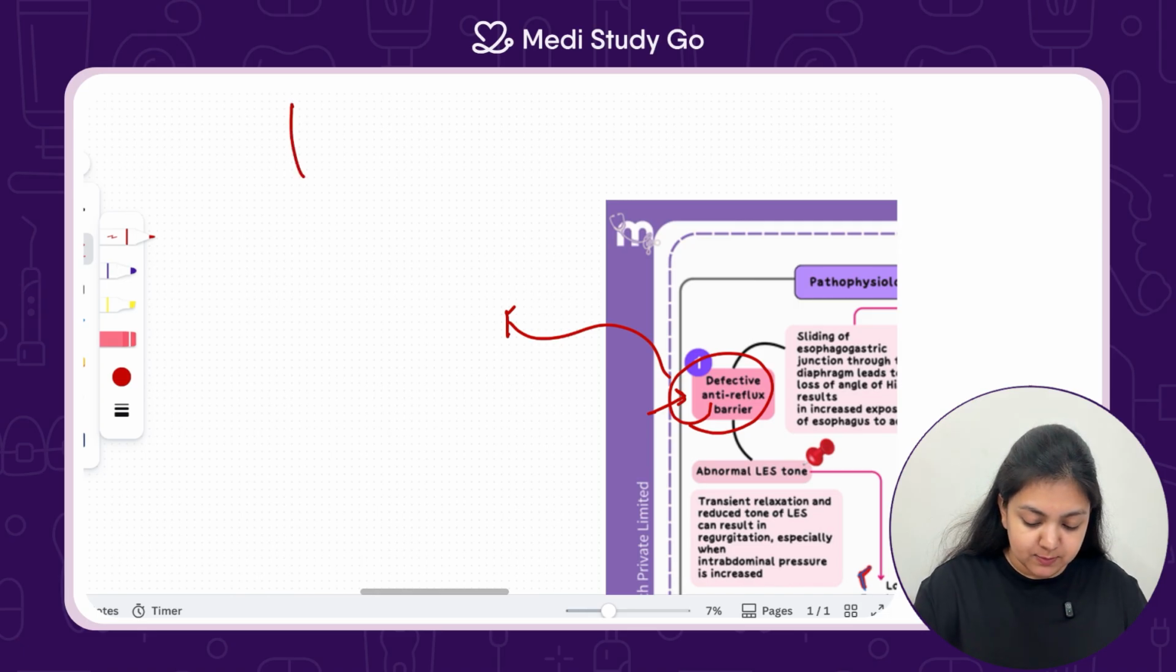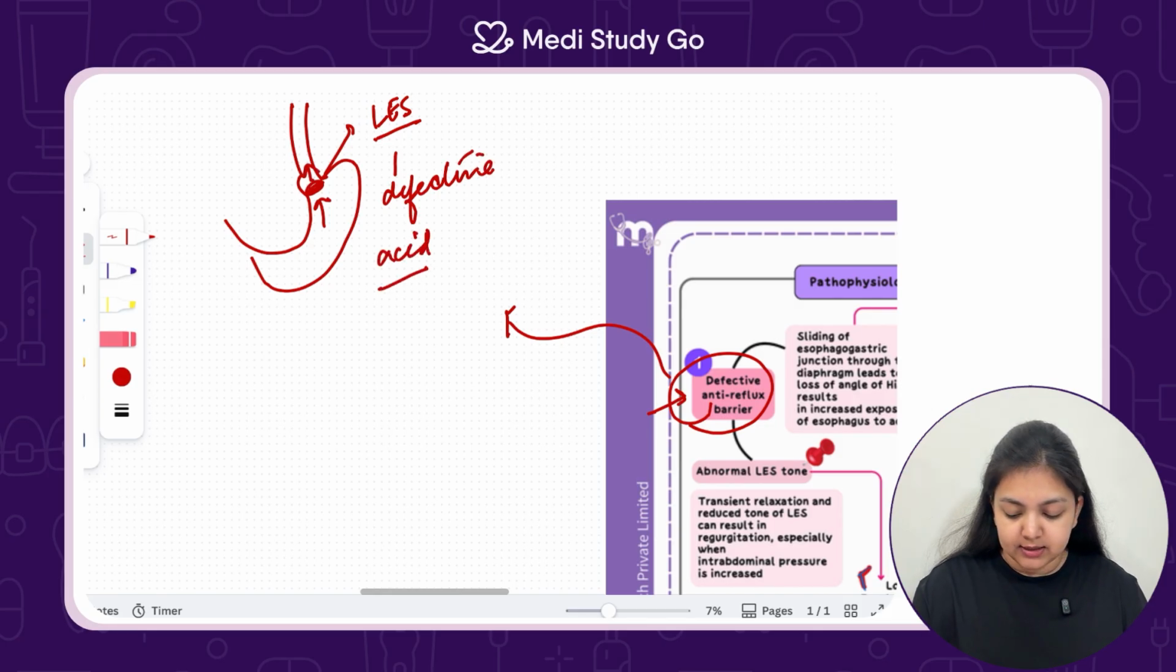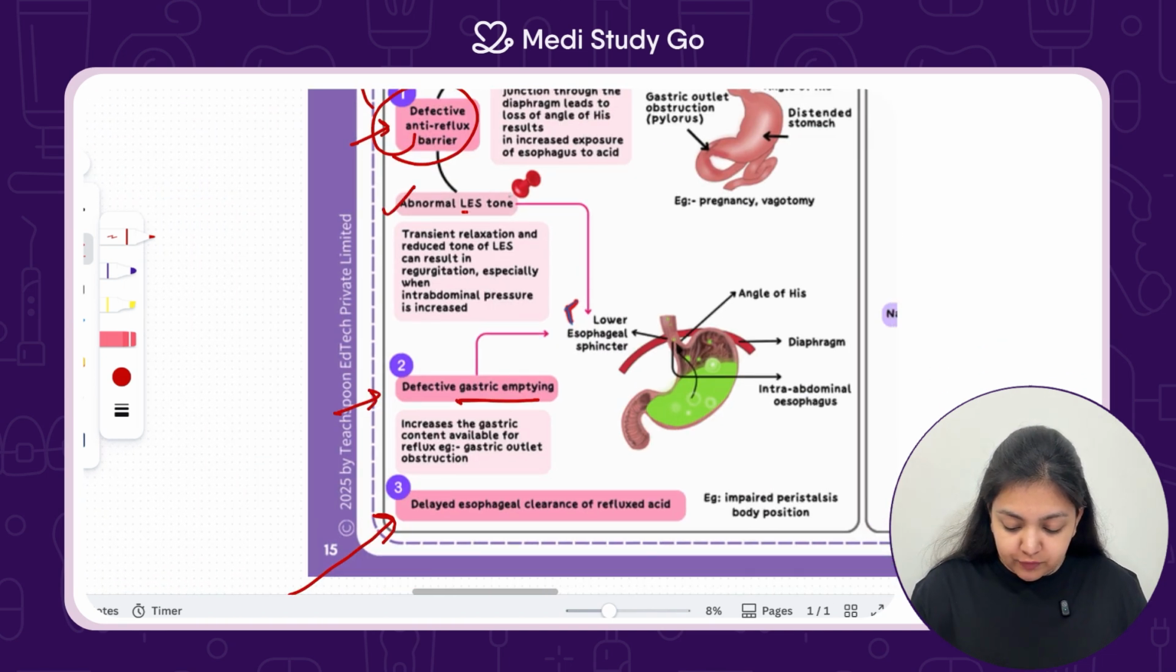Now, what is the anti-reflux barrier? When the food is going from the esophagus into the stomach, the anti-reflux barrier is the lower esophageal sphincter. If this is defective, the food will come back and the acid will come back, and that can lead to GERD. So this is the first and the most common cause of GERD. The abnormal tone of LES causes transient relaxation and reduced tone, which results in regurgitation, especially when the intra-abdominal pressure is increased, as in cases of pregnancy and obesity or after taking spicy food.